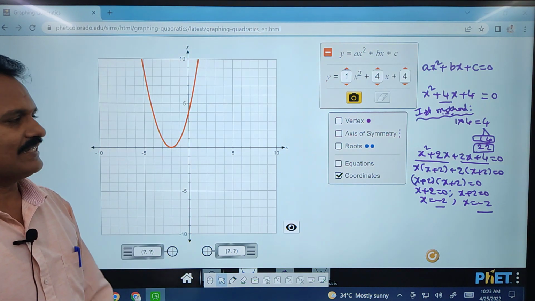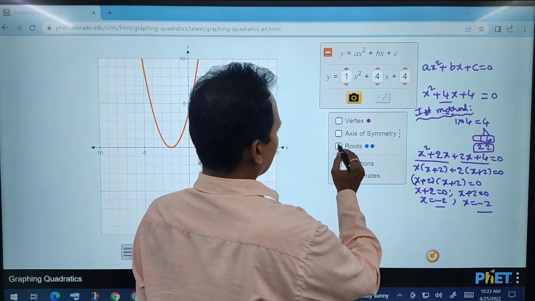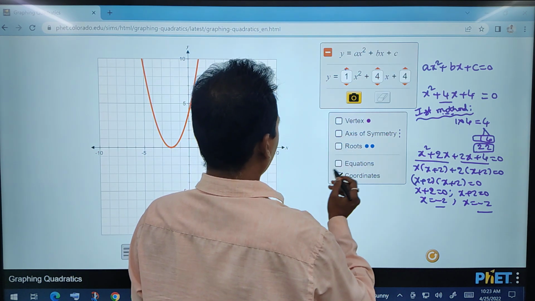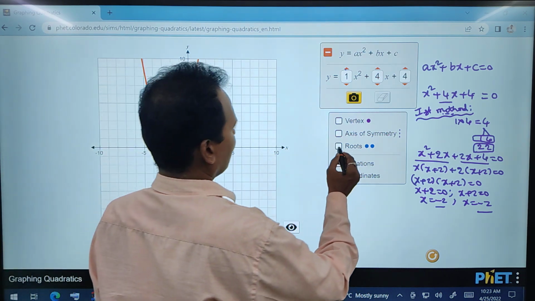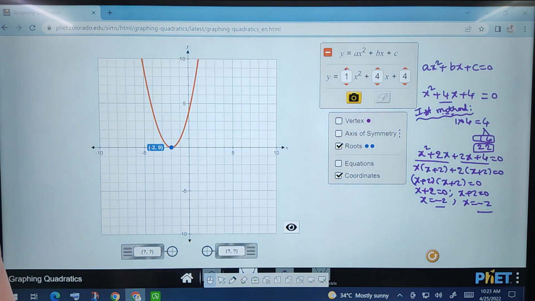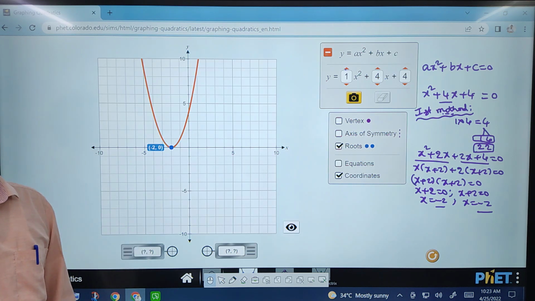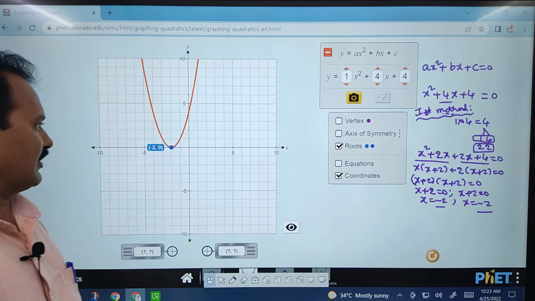So which point is it touching? We can find out that, see, that one we will call roots. So what are the roots for the equation? Minus 2 comma 0 is the root of the equation.